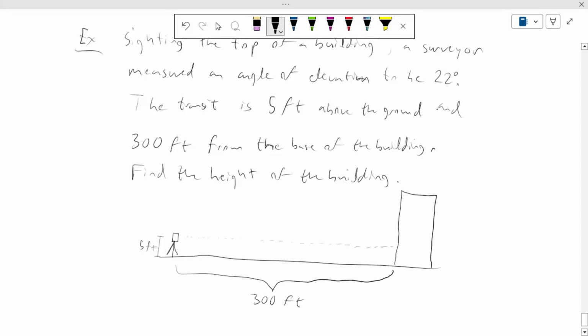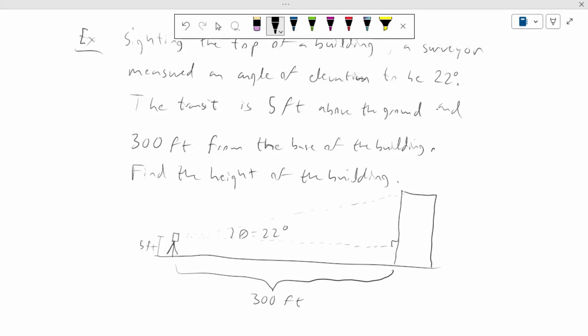And now we have this angle of elevation between the camera lens and the top of the building. This angle of elevation is measured to be 22 degrees. That's what we're given in the problem statement there.